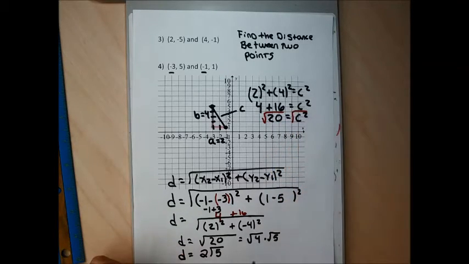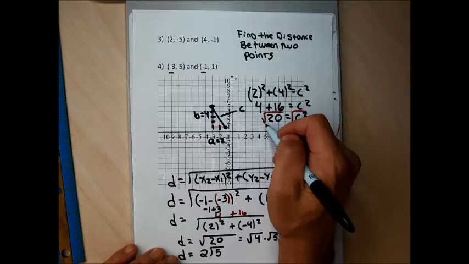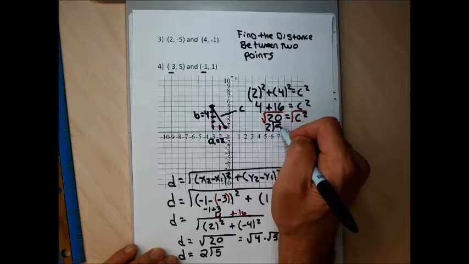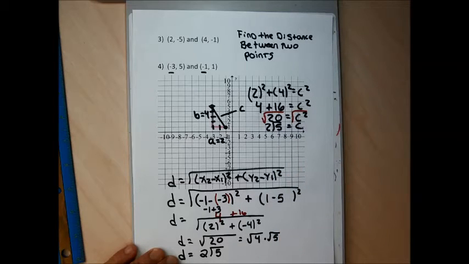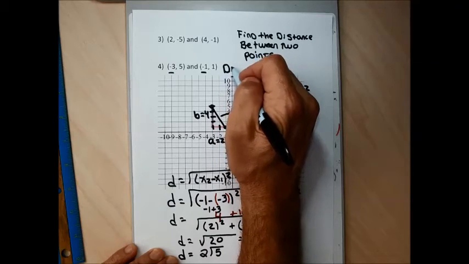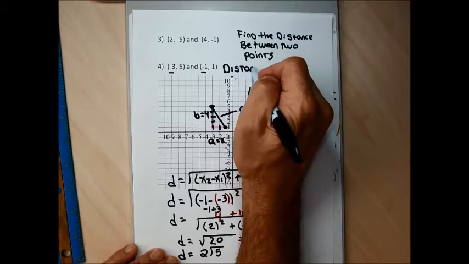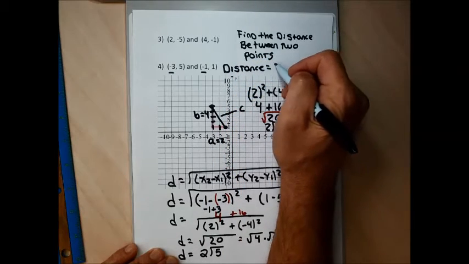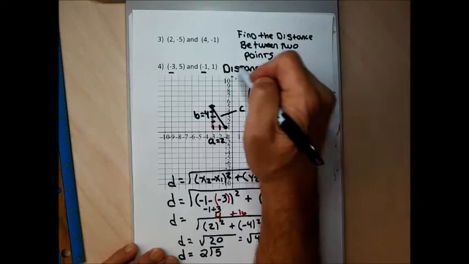I don't need plus or minus because the negative square root is not going to be applicable because this is a length, and lengths can't be negative. And this is going to give me 2 square root of 5 equal to C. And so my answer to problem 4, the distance, I'm just going to say distance equals 2 square root of 5.